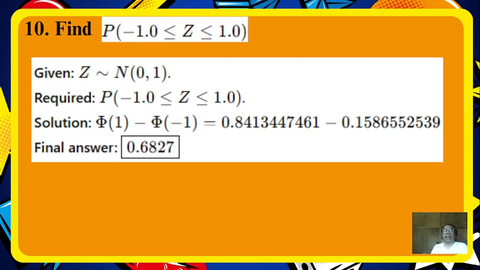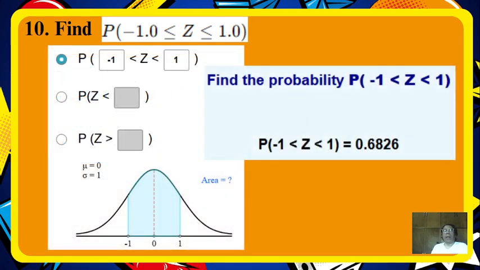Number 10. Find the probability that Z is greater than or equal to negative 1.0 but is less than or equal to 1.0. So our solution, tau of 1 minus the tau of negative 1, the final answer is 0.6827. Using our math portal, it is 0.6826.